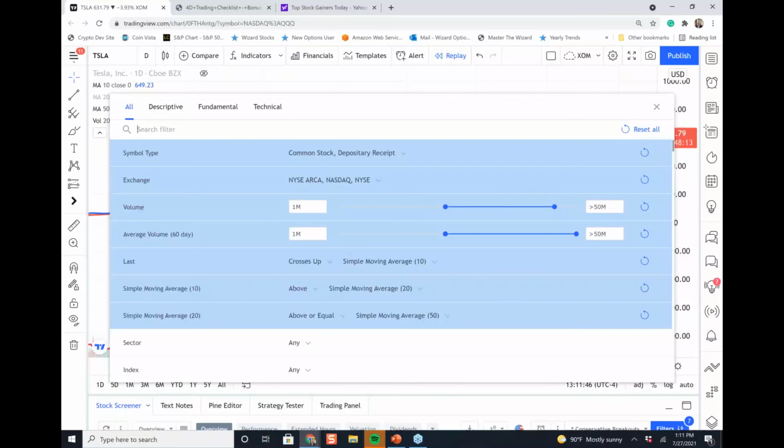These are search filters. You see right here in this box next to the magnifying glass, it says search filter. That's exactly what we're going to be doing. We're going to search the market for stocks that match the criteria that's on the screen in front of you.